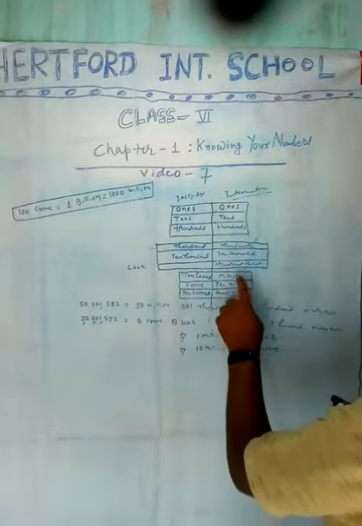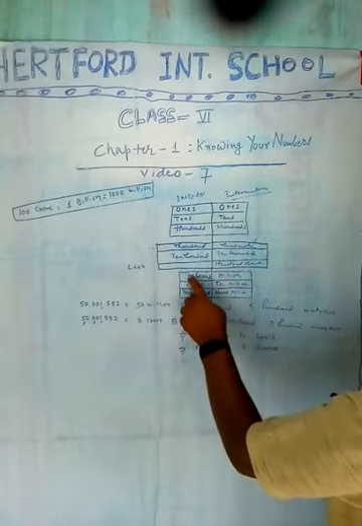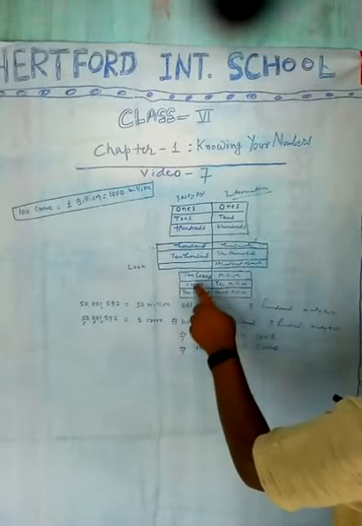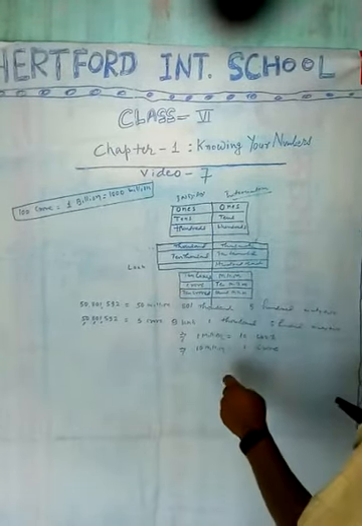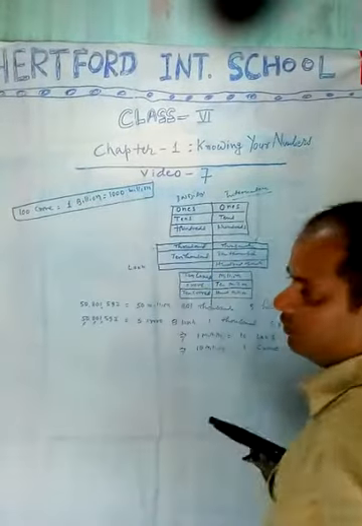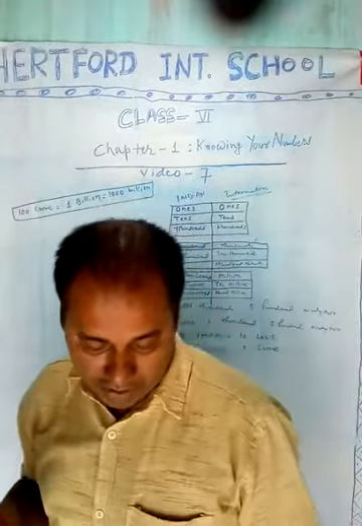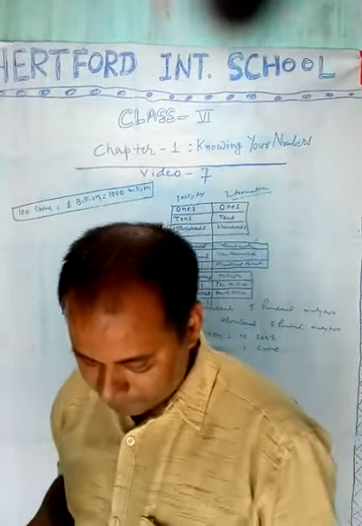So here you can see in the table, 1 million is equal to 10 lakhs, 10 million is equal to 1 crore, and 100 crore is equal to 1 billion, which is equal to 1000 million. So you have to memorize all. It is a very important fact you have to remember.